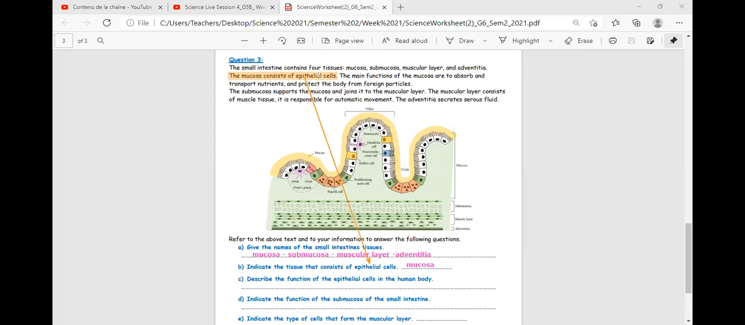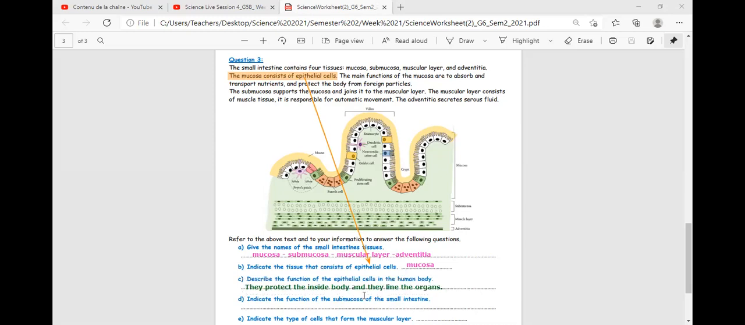What's the function of the epithelial cells in the human body? This you have to memorize. What do they do? To absorb and transport nutrients and protect the body from viruses. Excellent, Rama. You are telling me the function of the epithelial cells inside the small intestine. Bravo, but I want it in the human body, in the whole body. The epithelial cells, what do they do in the body? They protect the inner stuff. They protect the inside of the body, and they also line the organs, meaning the outside of the organs, like we saw in the stomach and the heart.